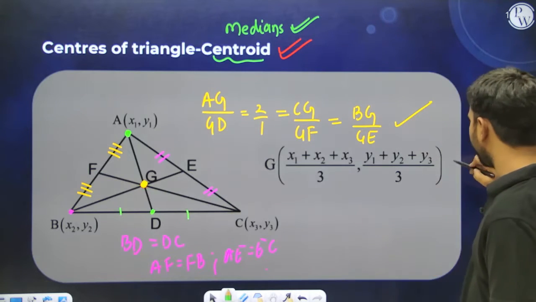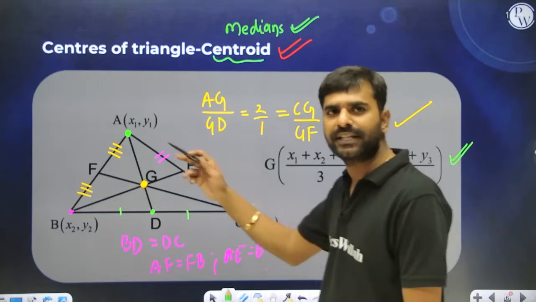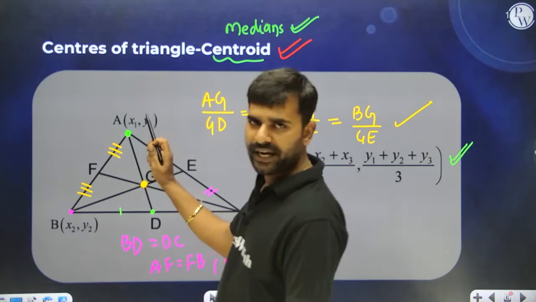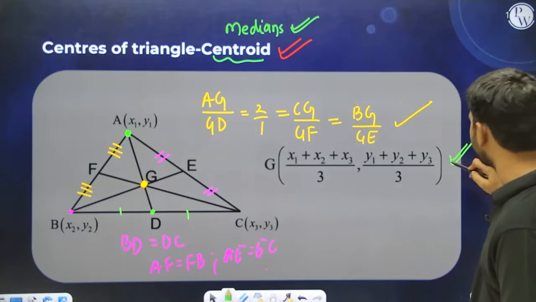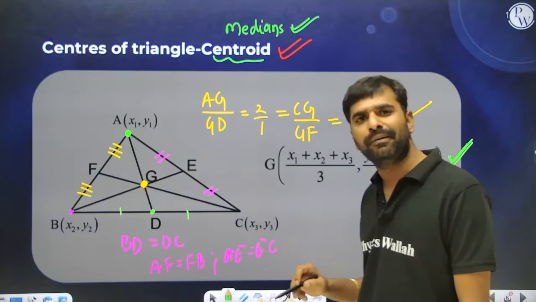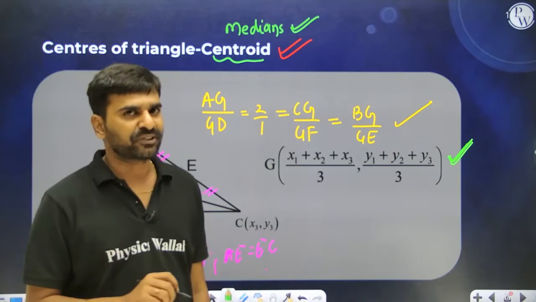Now the coordinates of the centroid: if we know the coordinates of the vertices of the triangle, A that is x1, y1, B, x2, y2, C, x3, y3, then the coordinates of the centroid can be written as (x1 plus x2 plus x3) by 3, (y1 plus y2 plus y3) by 3.